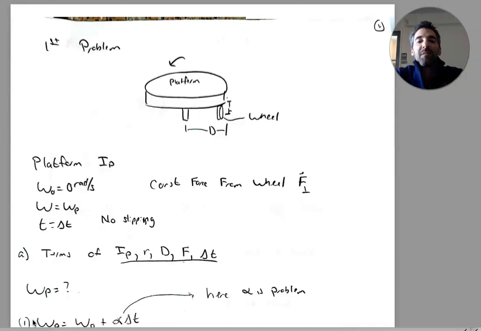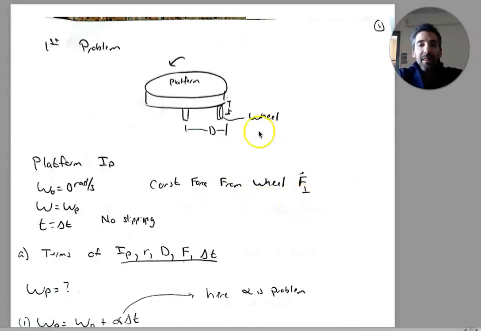So, the first problem, as you see here, they gave you this platform and they gave you some information. They said this little wheel was rotating that was spinning the platform. They said it started at rest. So here, the I of the platform, that's IP. The moment of inertia of the platform is given as IP. It starts at rest, 0 radians per second. It eventually gets up to speed at a final rotational velocity of omega p.